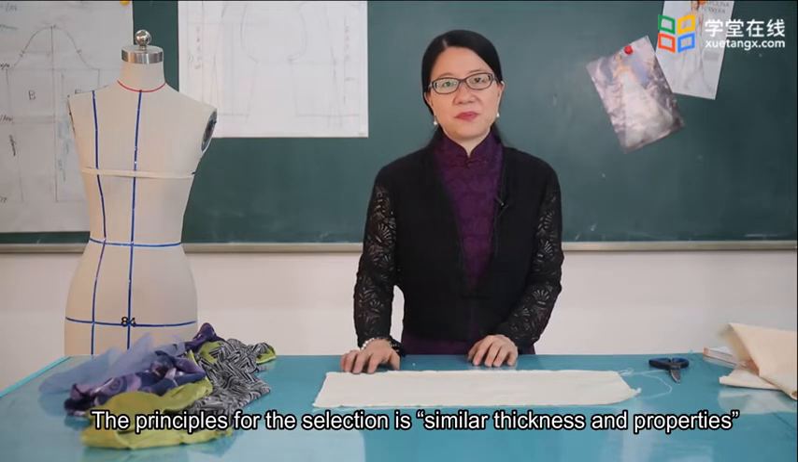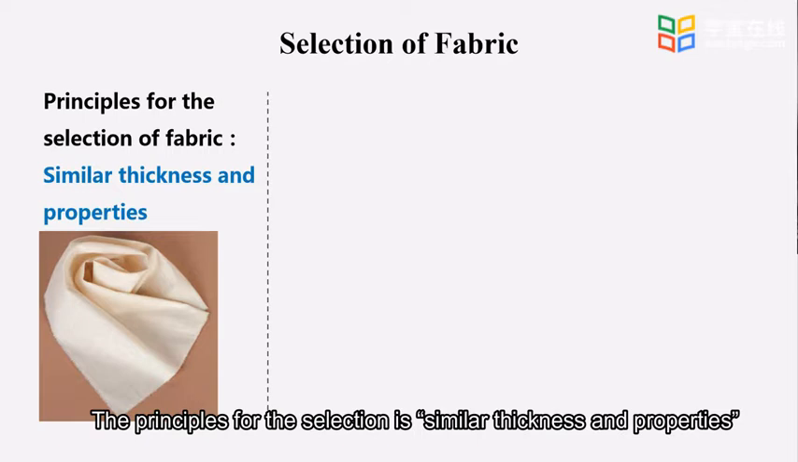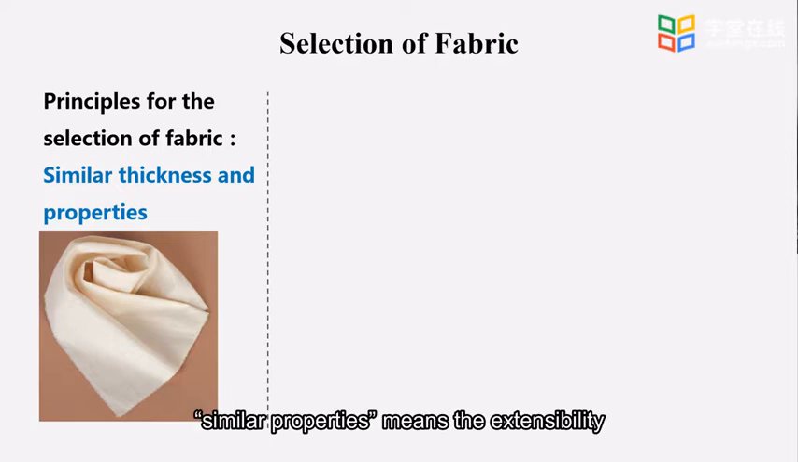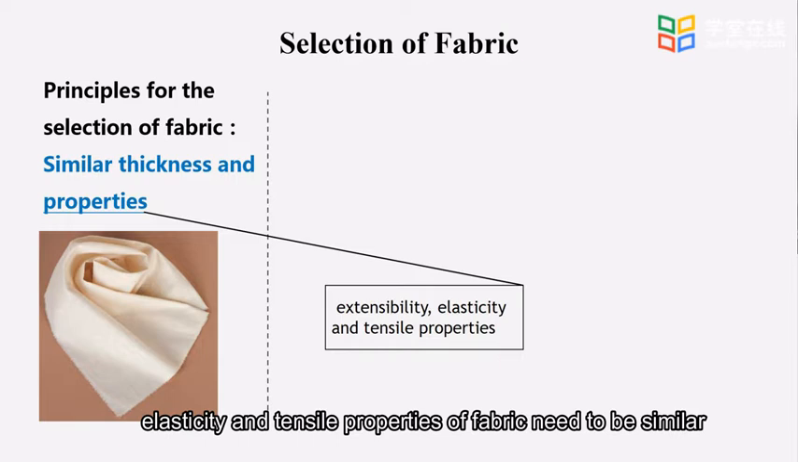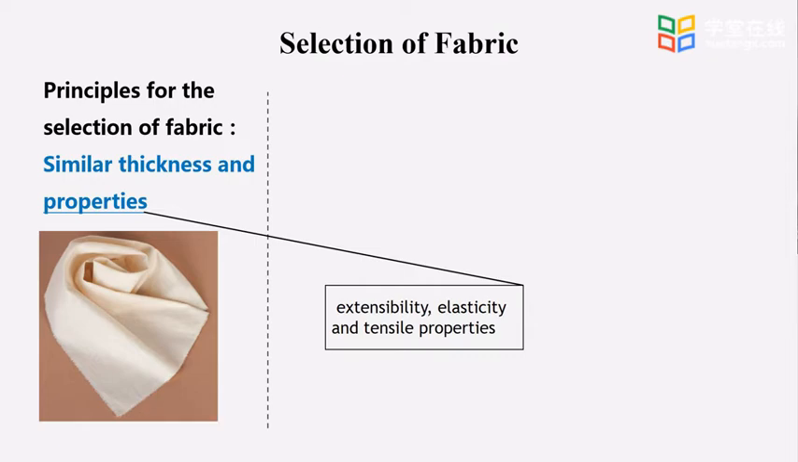The principles for the selection is similar thickness and properties. Similar properties means the extensibility, elasticity, and tensile properties of fabric need to be similar.